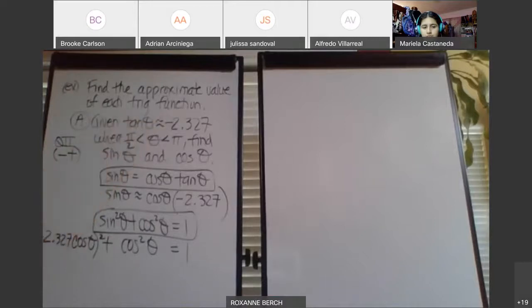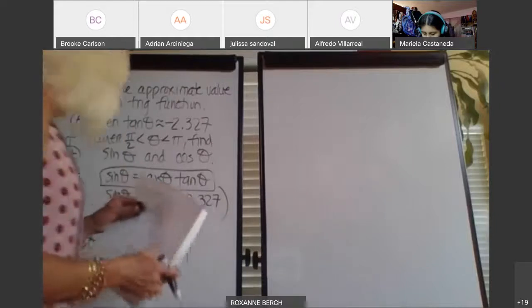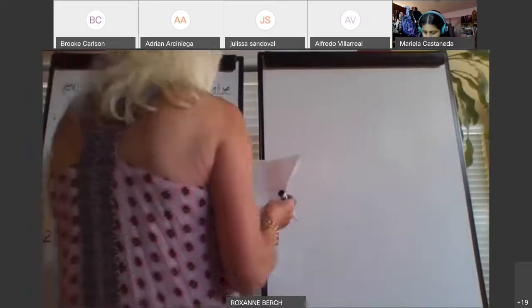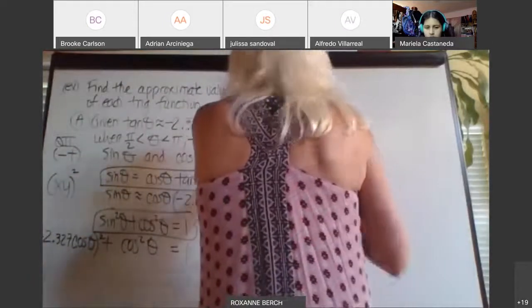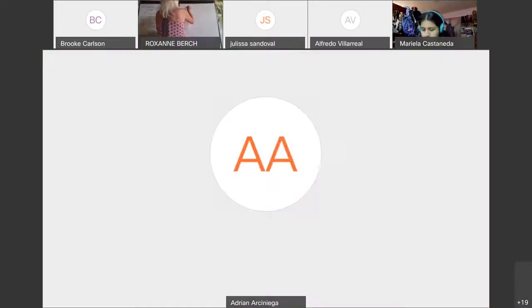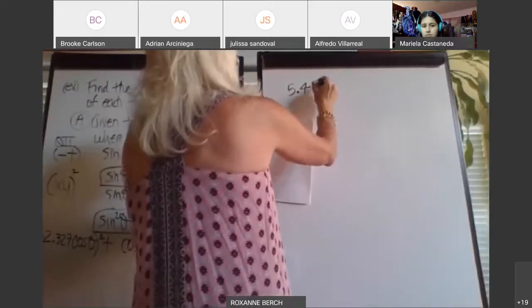Okay, so I need your help right now. Remember how you have to square everything? A negative squared is positive. I need you to put in your calculator 2.327 and square it. So what's 2.327 squared? 5.414929. So it's about 5.415. How's that?